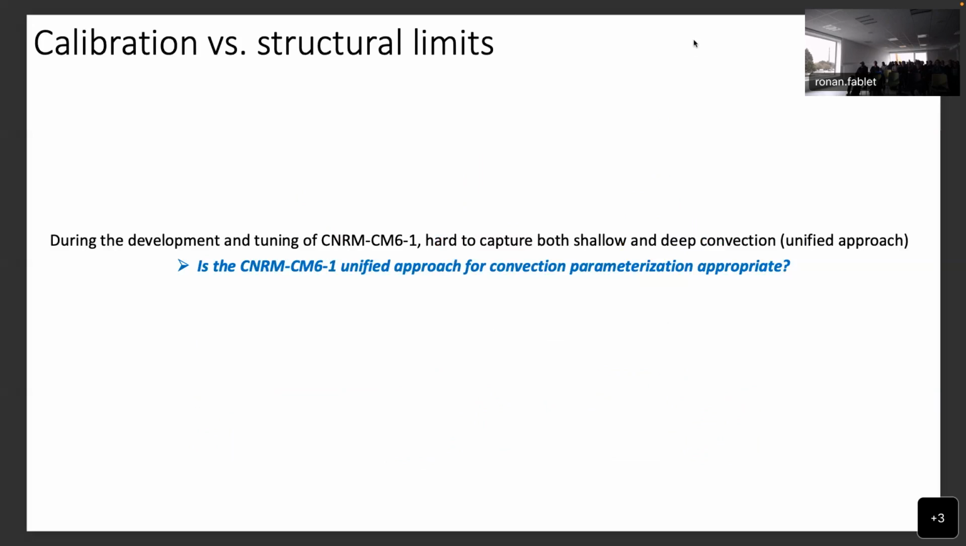One of the questions we had in the course of developing the CNRM-CM6 model was the following. In fact, we use what we call a unified approach, meaning that we want to represent both shallow and deep convection with the same parameterization. But in the whole course of the model development, we were always asking ourselves, is it a good choice? Can we really do that with the formulations that are in this parameterization? And this is what I want to address. Can we use this unified approach to model shallow and deep convection at the same time?